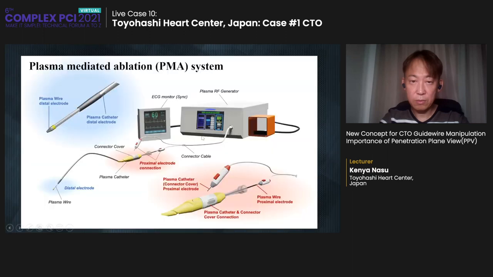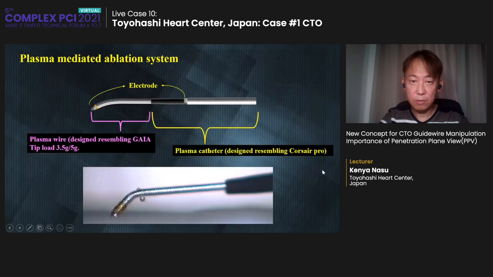So now we are developing the plasma mediated ablation system. The current system is the same as a single wire system: a wire and a microcatheter. The plasma wire is designed to resemble the Gaia family, and the plasma catheter is designed to resemble the Corsair Pro. The different point is that they have an electrode. So this is a bipolar system.